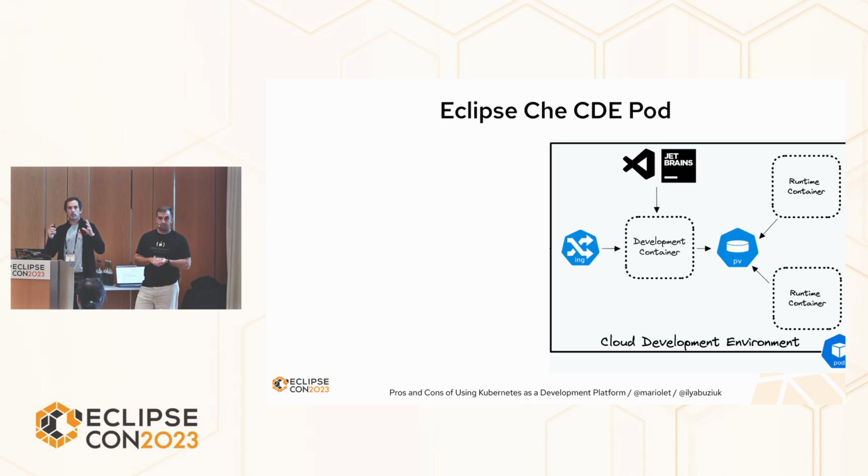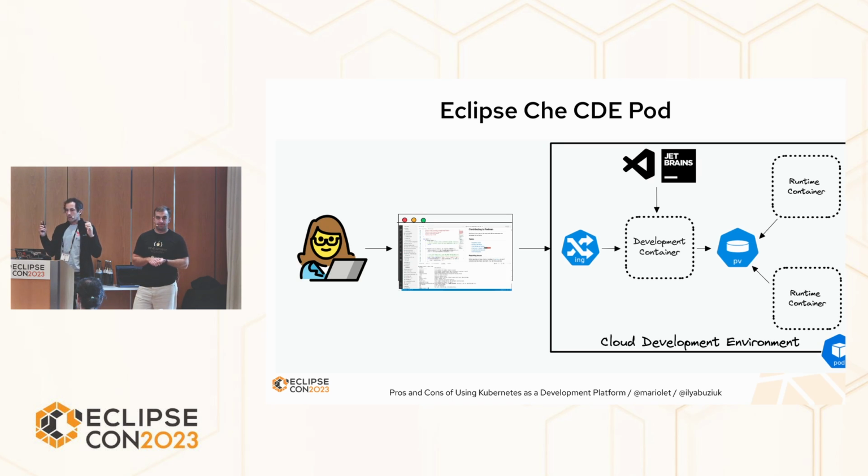So you need a service and an ingress that allow you to access your development environment from the browser of your laptop. So once you have all of that, you can open your browser and you can have access to VS Code. So Eclipse Che automates the creation of those pods. You click on a button in your browser and Che provisions this pod.